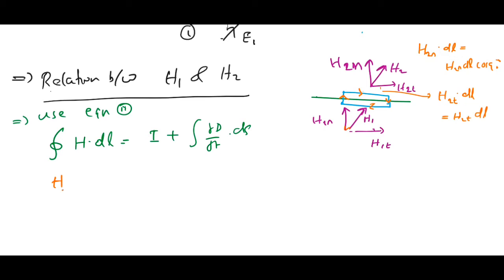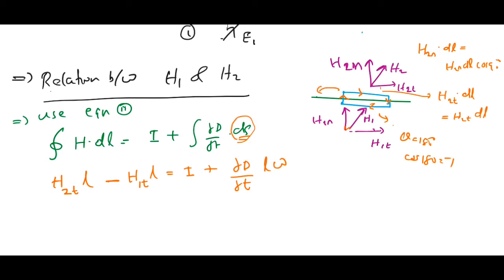Therefore, the tangential component will survive. I can write H2T L, and on the lower side this is negative, because here theta will be 180, cos 180 is equal to minus 1. Therefore, that is why this minus sign. On the lower side we have H1T L. Then the right hand side is current plus the dD by dt dot dS, where we cannot do anything. The dD by dt term will be L W, since dS is the area of this path, that area is equal to L W.